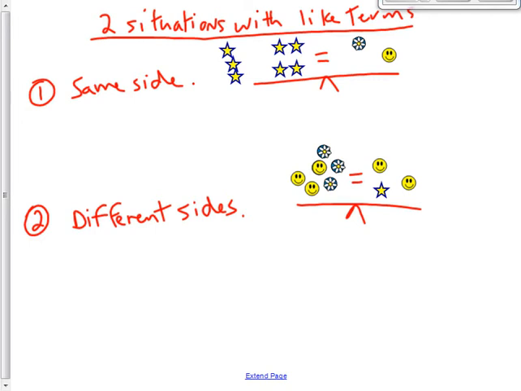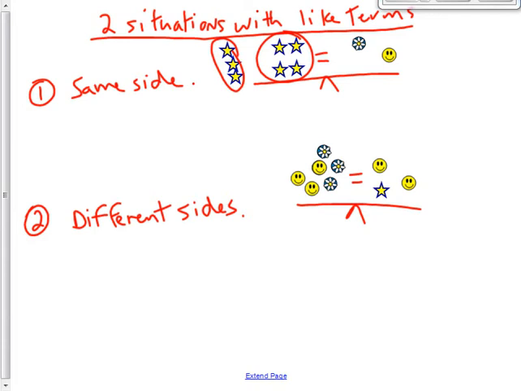And I think it makes sense if we don't do this with numbers, if we do it with some other types of symbols. So in this case, we have stars and flowers and some nice smiley faces. So the two situations. One is when they're on the same side. Let's say I've got a group of 3 stars and a group of 4 stars, and they're on the same side of the equal sign.